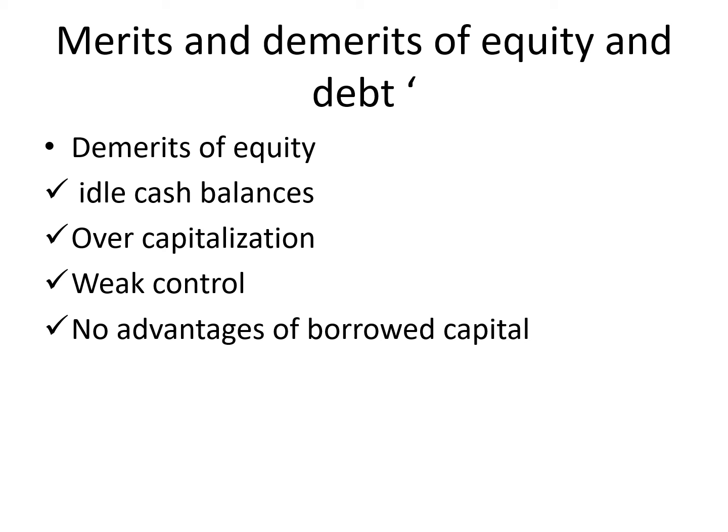Then overcapitalization: you can generate more funds through the equity market, and you can invest more than what is required. That is called overcapitalization, which is another problem. Then weak control, because if you increase more and more shareholders, they will get voting rights regarding many other issues. So your control would decrease, because you are adding more owners.